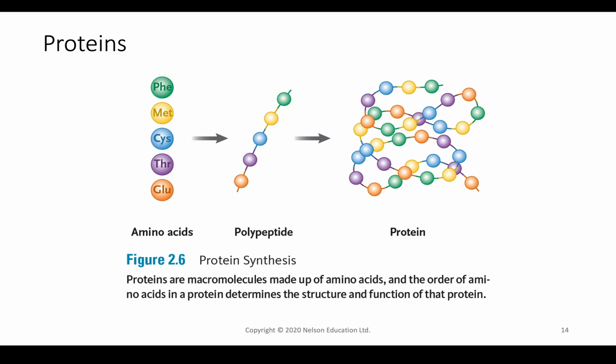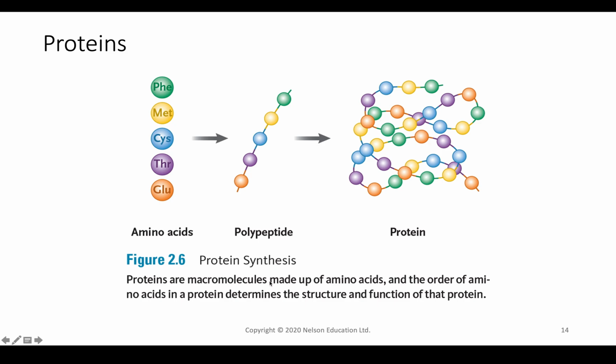Now, a polypeptide chain is just the very first step in making a protein, right? So the polypeptide chain is just going to be the actual order of the amino acids that are put together through these peptide bonds to make a specific sequence of amino acids. But we have to fold that polypeptide into a protein.